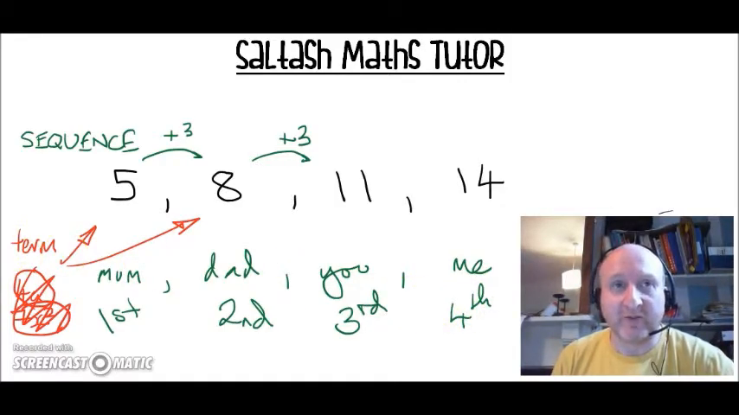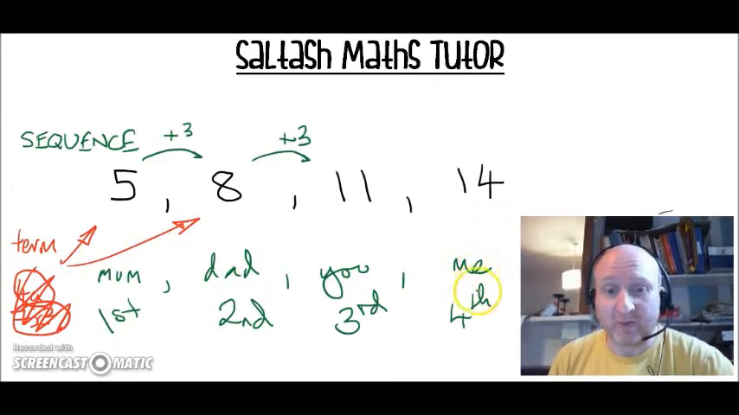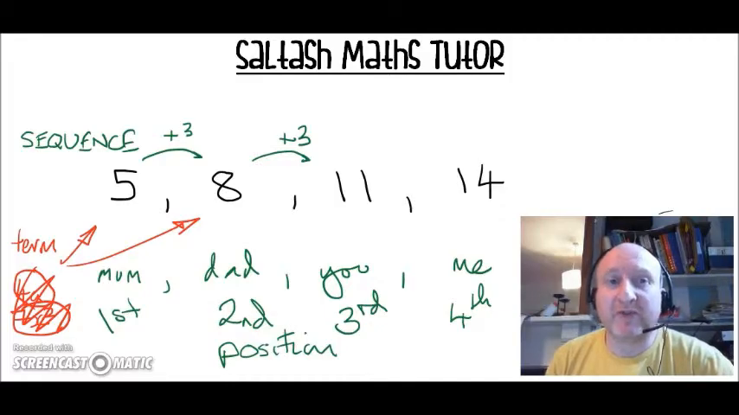These are our positions. So if the manager was to go and speak to somebody else and say, can you go and have a word with the chap who's fourth in the queue, they would come along and they would speak to me. That is my position in the queue. Well, position in a queue, position in the sequence, it's all really the same sort of thing. And so that's the position: first, second, third, and fourth.